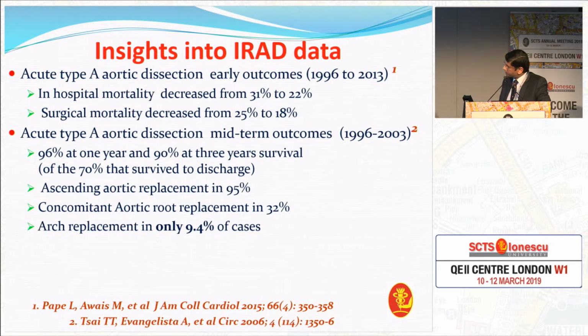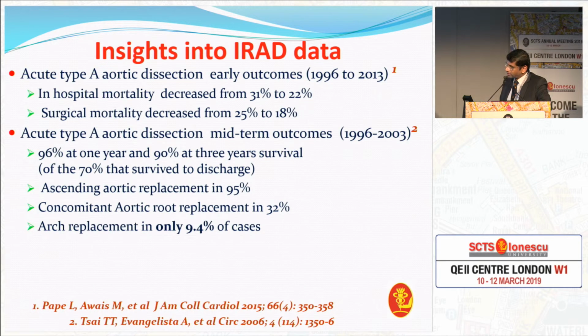And if you look at the midterm outcomes in papers that have come out of the IRAD data, that is in Circulation 2006, and I've taken a paper back to show how good it is at that stage. So between 96 and 2003, 70% of the patients were discharged alive after aortic dissection, having had all that done. Out of those patients, 96% are surviving at 1 year and 90% at 3 years. I think that is just outstanding.